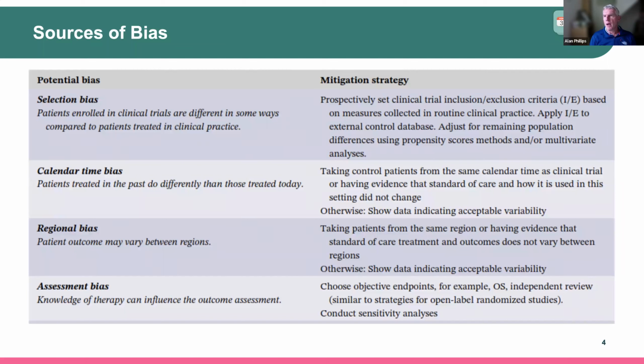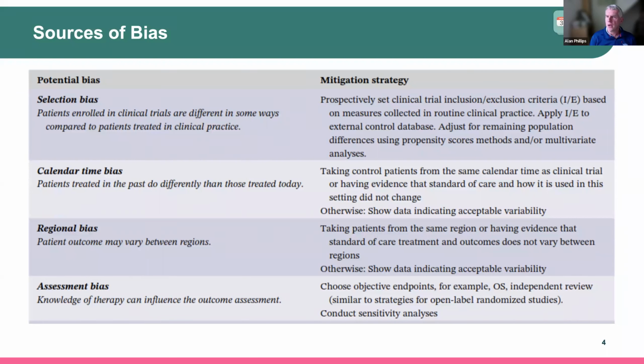So where can bias occur when you're using a historical control? Well, the first one is in terms of the patients that are selected. You could have something called selection bias. The patients enrolled in the clinical trial are in some ways different to those patients in the historical control, which might be coming from patients treated in clinical practice. Now, there are mitigation strategies that you can use to get around the problem.